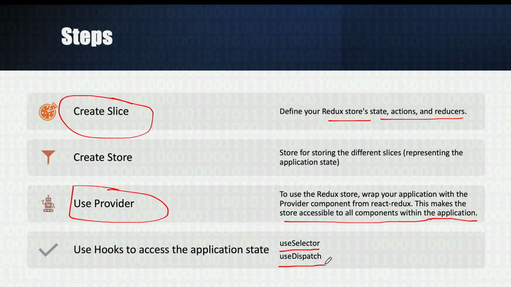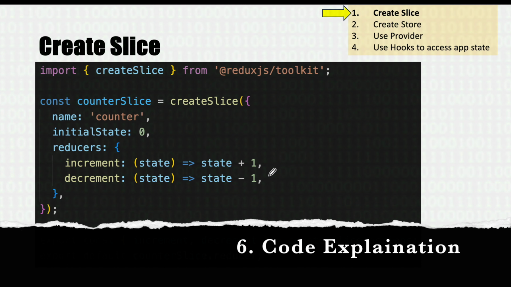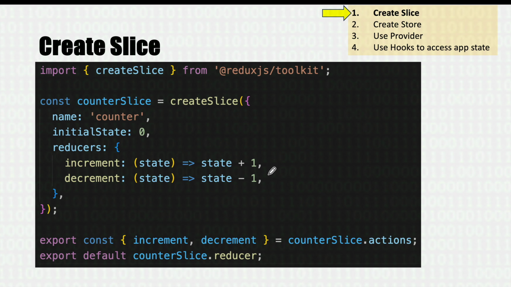And to dispatch the changes in the store, the action dispatch, we use the useDispatch hook. So these two hooks we shall use to either leverage the changed state or to change the state itself. What is a slice? A slice is application state. Multiple slices together may make the application state. It could be one or multiple slices. And a slice is used to define Redux store's state, actions, and reducers.